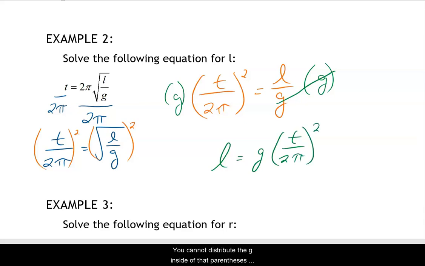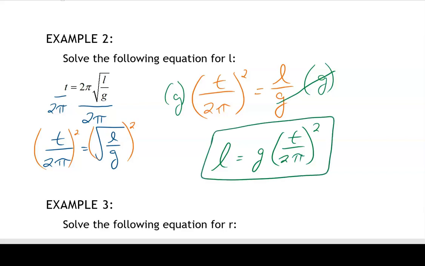You cannot distribute the G inside of that parentheses because that parentheses has that square. And so before we could do anything according to our order of operations, we would have to apply that exponent to everything in the parentheses. You don't need to do that. You can leave it as it is. So this will be our final answer.